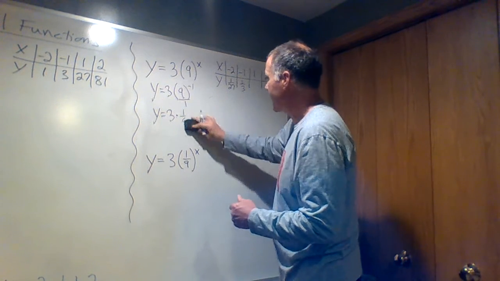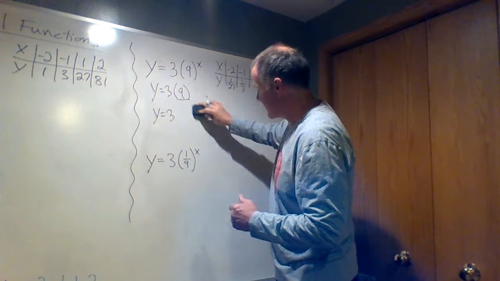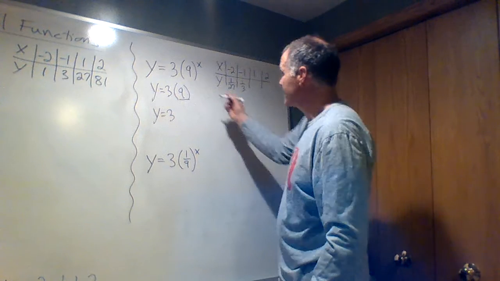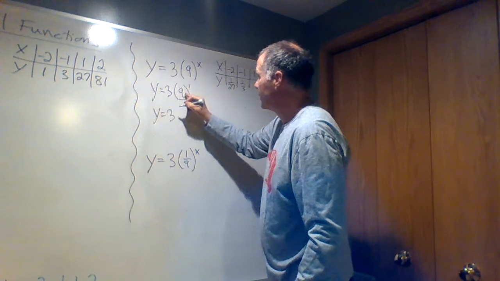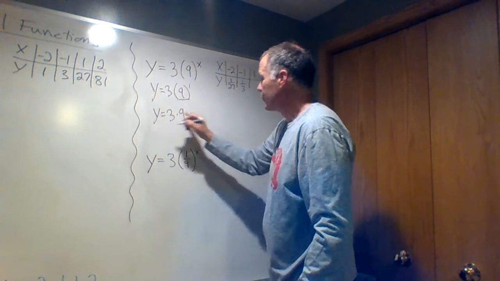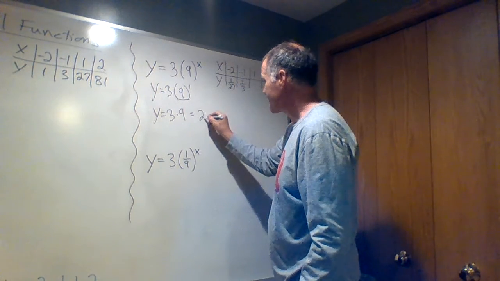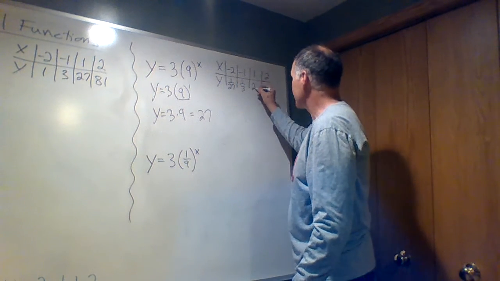Okay, let's keep going back. Erase what we don't need. Now see, I'm not going to need that fraction because this time I put in a positive. Okay, 9 to the 1 power is just 9. There's no fraction because I didn't have a negative that I had to flip over. 3 times 9, 27. Boom. That was 27.